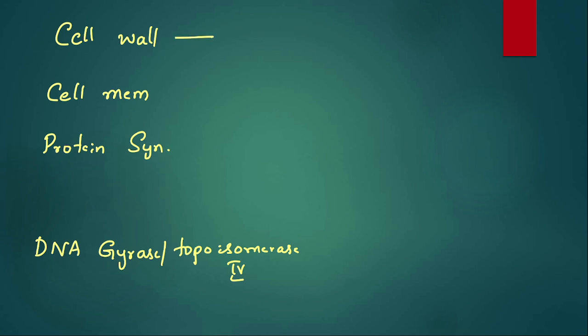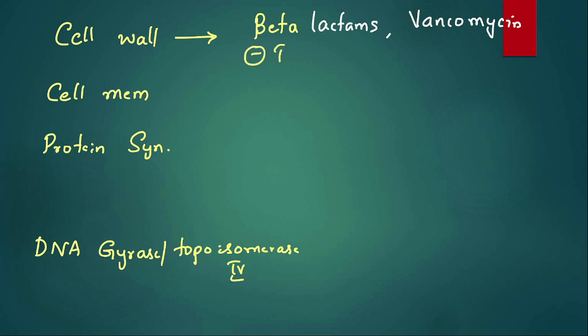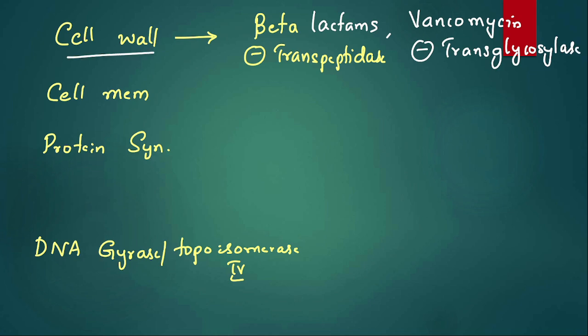The drugs which act mainly on the cell wall, two important groups are tested. Number one, beta-lactams. Beta-lactams means we have penicillins, cephalosporins, monobactam, carbapenems, and glycopeptide like vancomycin. Beta-lactams inhibit an enzyme called transpeptidase, very important, tested frequently. And vancomycin inhibits transglycosylase. So these are important because they target the cell wall.